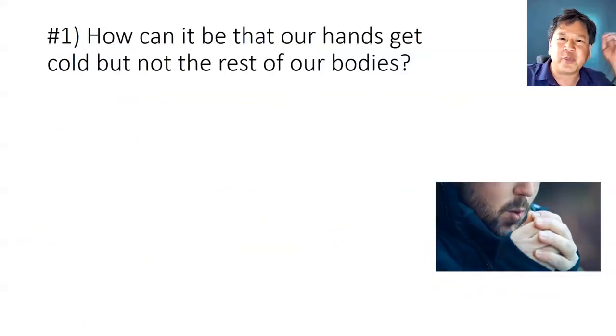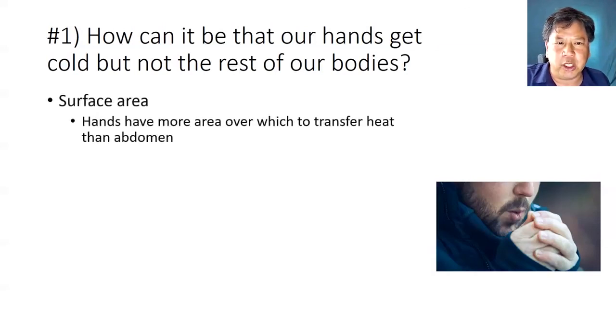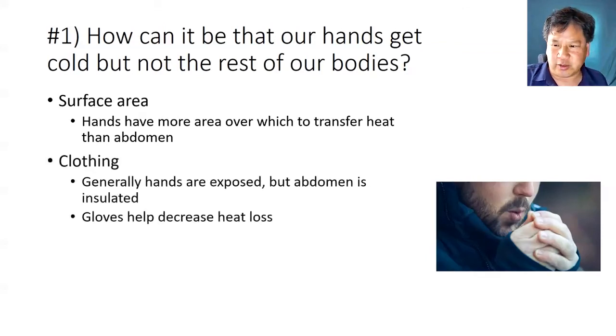The first one: how is it that our hands are cold but not the rest of our bodies? We know something about conduction, right? The surface area matters. The surface to volume ratio of your hands is much more than your stomach or your abdomen, and so we're losing heat over a larger surface area. Clothing matters. So the thickness, or the insulation, the distance between the warm skin and the cold air. We normally wear clothes around our abdomen, a shirt, a jacket, and so that limits the cooling of your warm body. But over your hands, if they're exposed, you're cooling right directly to the cold air.